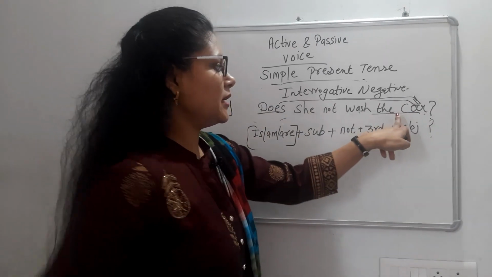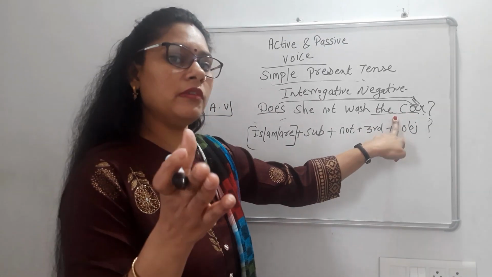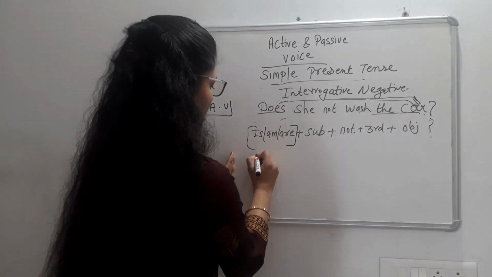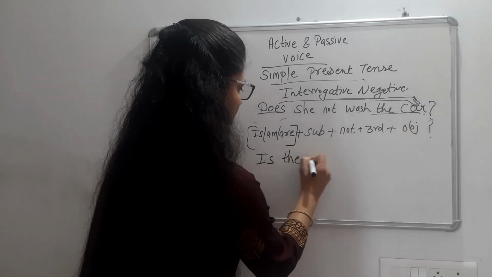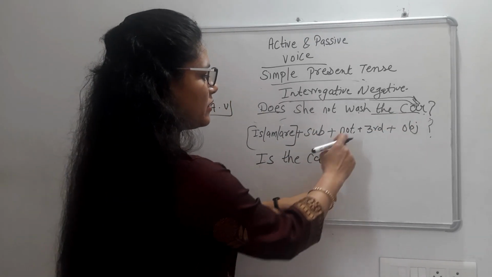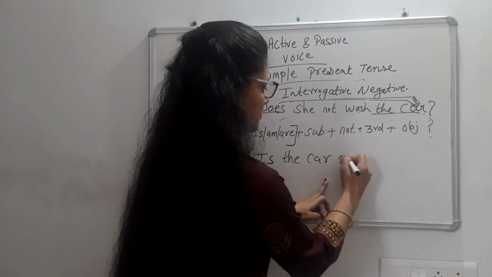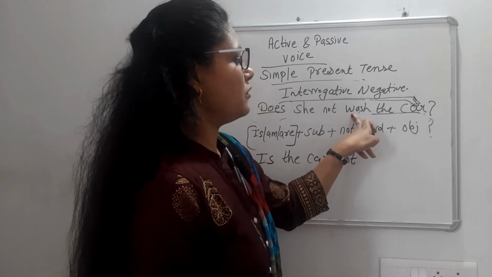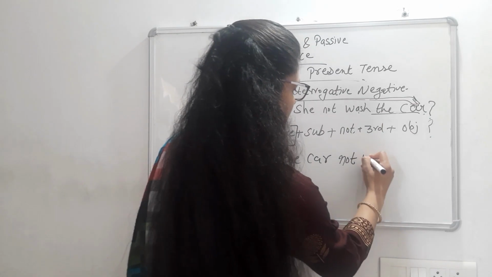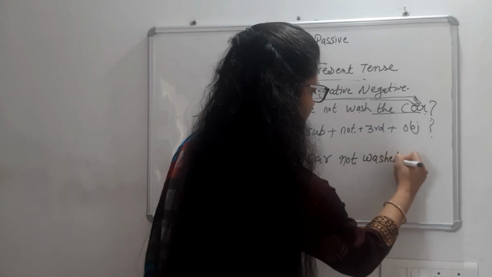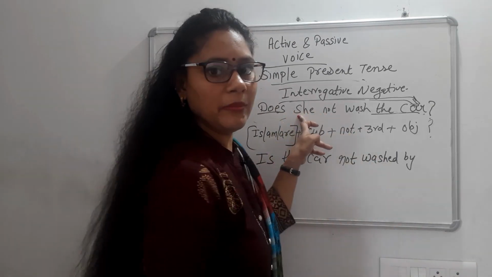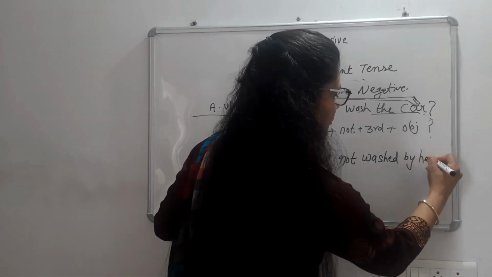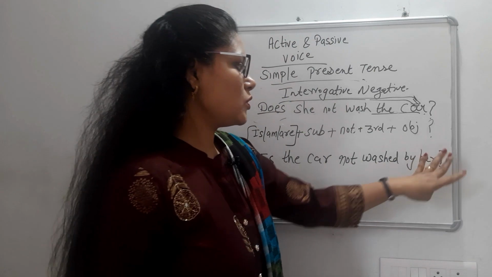So here a singular thing is given, so we will use is. So is, then the subject, the car. After the subject we will write not. The third form of the verb wash will be washed by, and the object will be she. So she will be changed into her, and after that we have to put a question mark.